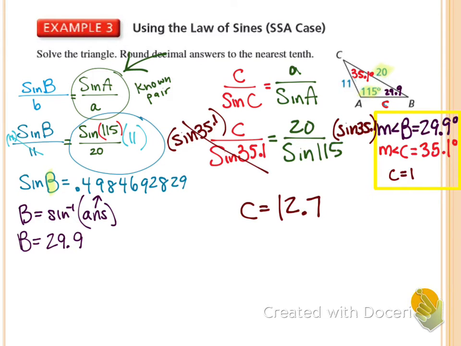So in this case, you could call it C. It did call it C in the beginning. So if it doesn't, you would say the length of AB.